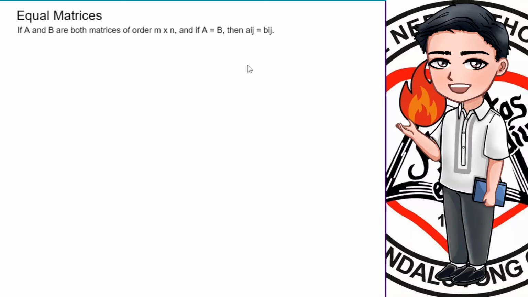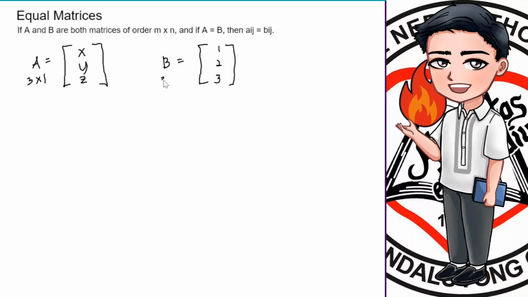Now, to fully understand this concept, let's have our example. Matrix A is equal to x, y, z, and matrix B is equal to 1, 2, 3. So as we can see, A and B are both m by n. And what is this m by n? Both of them are 3 by 1 matrix. So we have 3 rows and 1 column. Matrix B is 3 rows and 1 column.